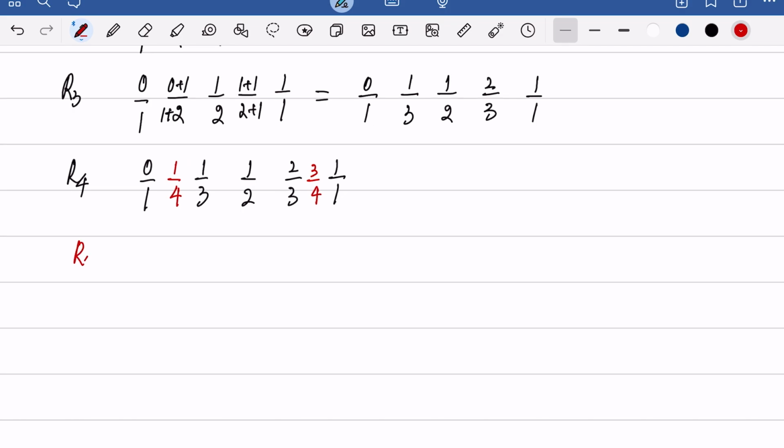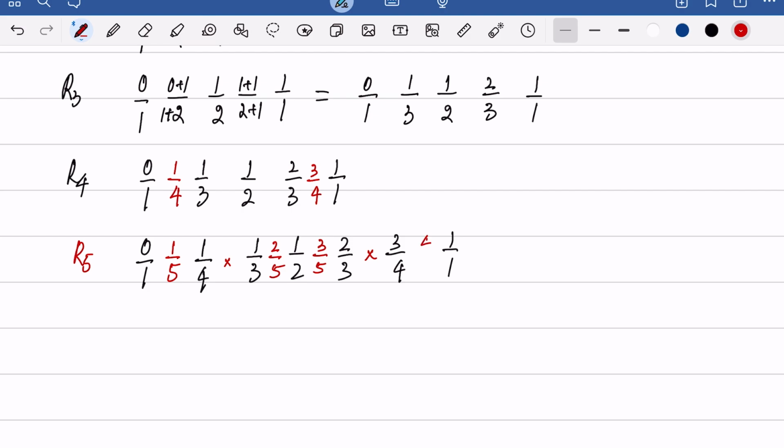And now let's finally form row R5, which is equal to 0 by 1, then 1 by 4, then 1 by 3, 1 by 2, 2 by 3, 3 by 4, 1 by 1. Now we can insert here 1 by 5. Now here we cannot insert. Here we can insert 2 by 5. Here we can insert 3 by 5. Here we cannot insert, and here we can insert 4 by 5.